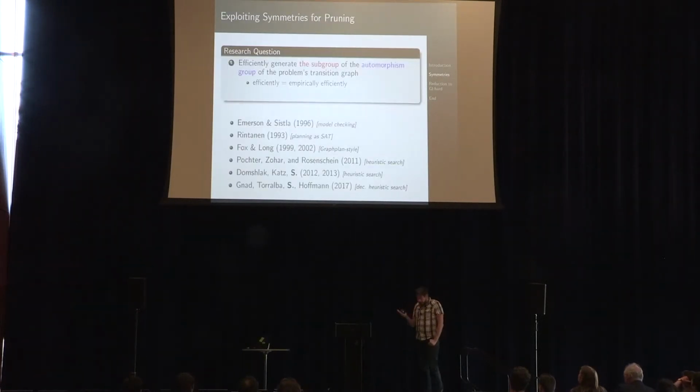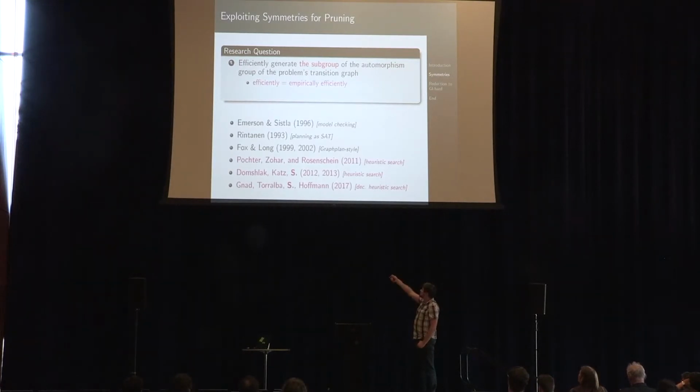Okay, now the easiest way to think about symmetries is as a relabeling. Basically, symmetry is a relabeling of your planning task. You change the names, but the planning task remains the same. And we want to know how hard it is to find those relabelings. It was done numerous times.